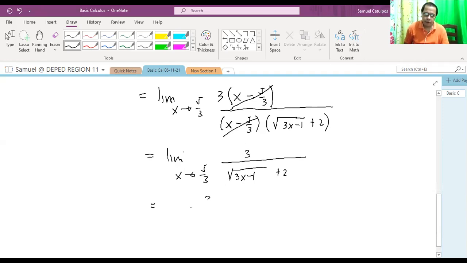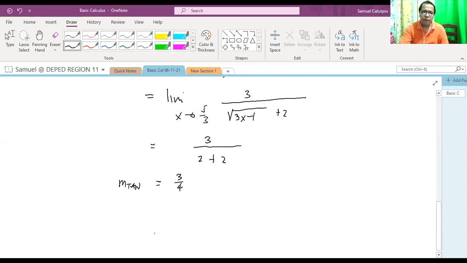Therefore, 3 over, so 5/3 ang x, mag-cancel si 3. So mahimo siyang square root of 5 minus 1, and 5 minus 1 is 4. Diretso na nakuha. Then square root of 4 is 2. So you have 2 plus 2 na lang kadiha. And then your answer should be 3/4. And that is your slope of the tangent line. Okay? 3/4 ang imong slope of the tangent line.